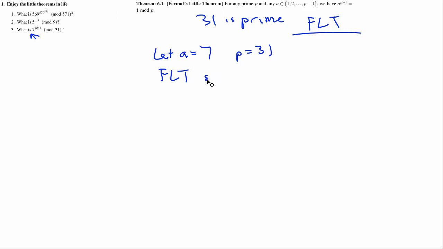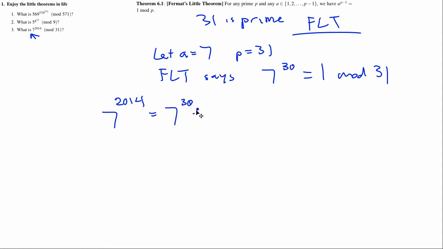FLT tells us that we have 7 to the 30 equals 1 mod 31. However, we can't just replace anything here, unlike what we did in 1, right? So we need to do some additional work. First, we want to see how we can divide 2014 into pieces of 30. So our problem, right, is we want to transform this initial power into all these little pieces of 30 plus the remainder. What does that look like?